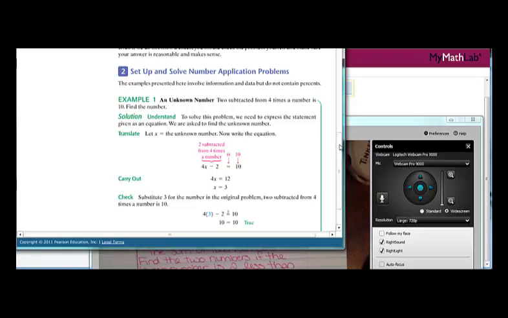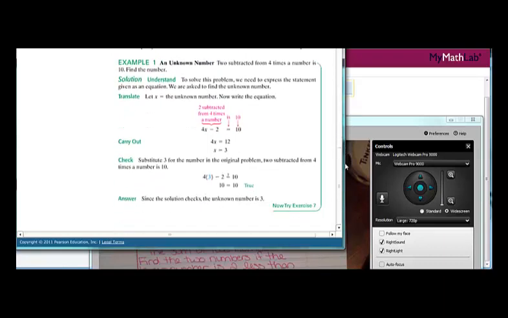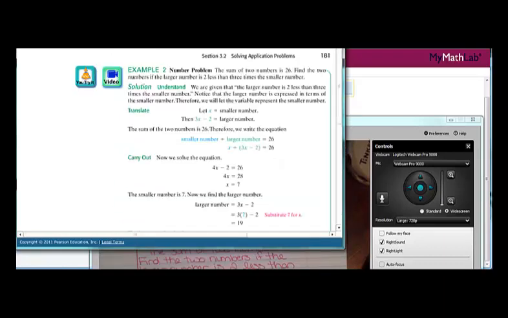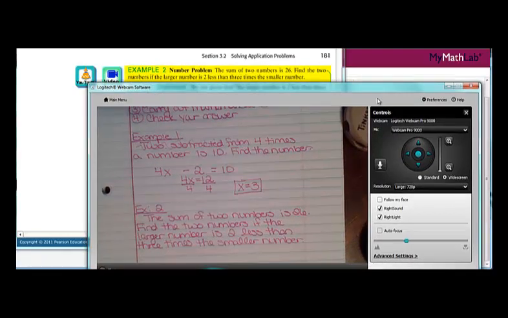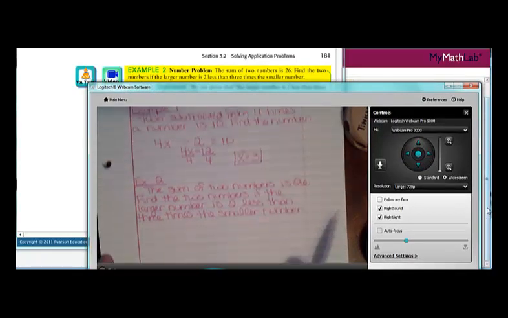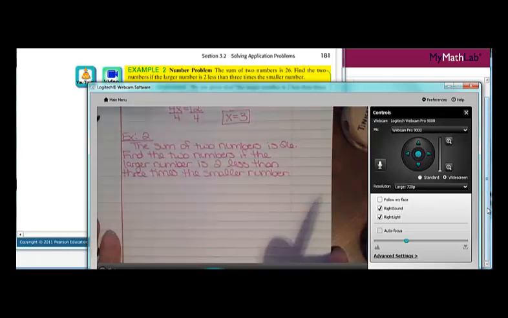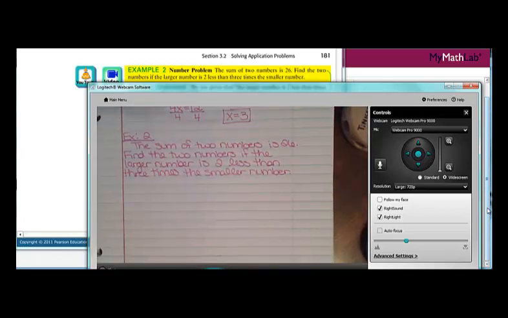Okay, so that was example number 1. Now I'm going to turn the page and go to example number 2. Again, I'm going to try not to give you the answer straight off. This is another word or a number problem. There's 3 types of word problems you're going to have in this section: number problems, money problems, and then percent problems. So these first 2 are number problems.